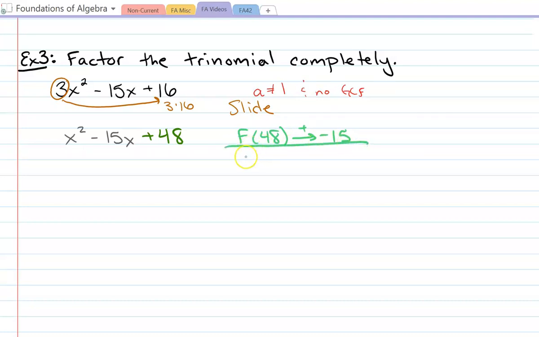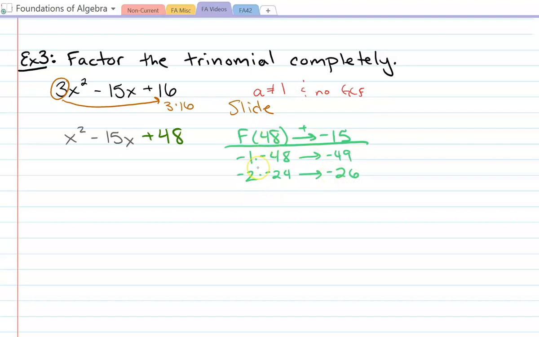I'll start at the top of the list. So if it's positive 48 and a negative 15, then both of the factors have to be negative. A negative times a negative is a positive, and a negative plus a negative is a negative. So negative 1 times negative 48, well, that adds to negative 49. That's way too big. So what about negative 2 times negative 24? Well, that's negative 26. Still too big.